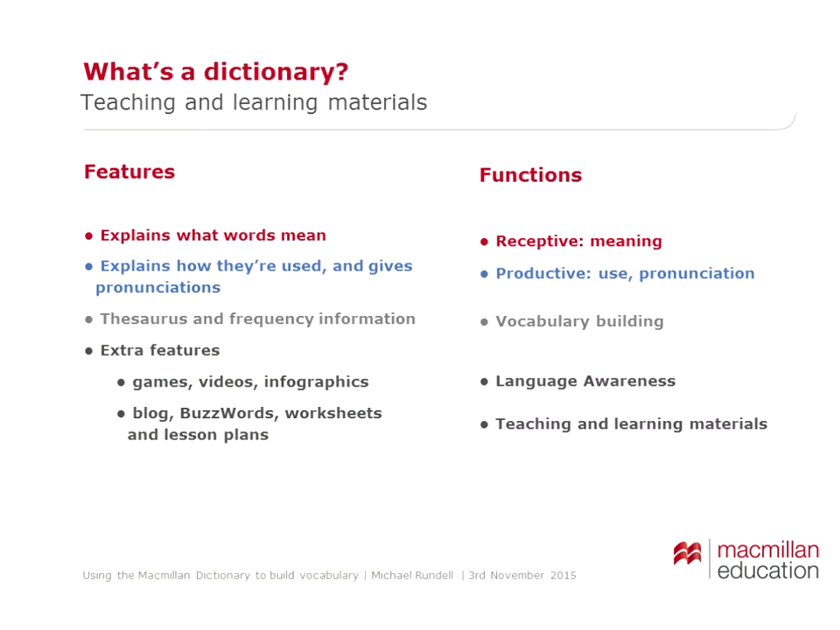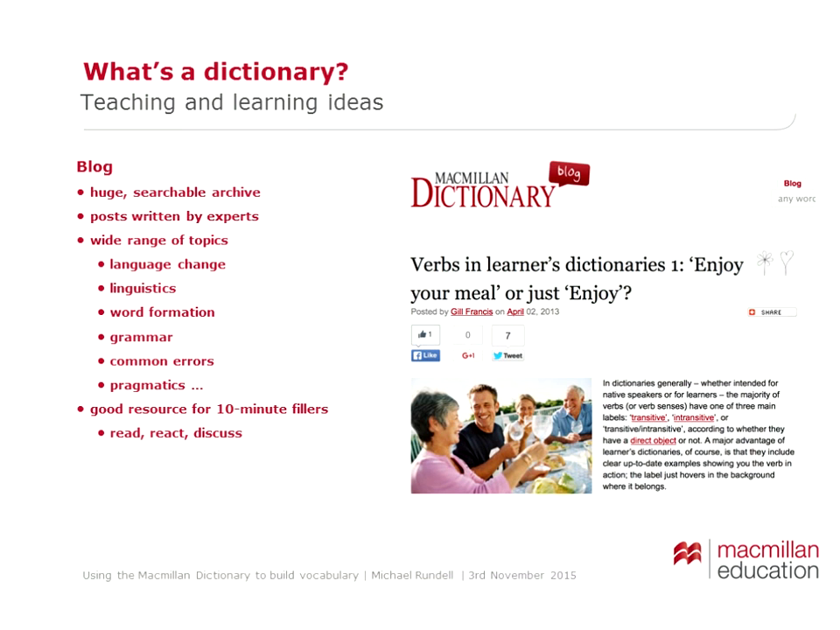So we come back to that question about what's a dictionary. We have the thesaurus, the extra features, and we also have, finally, teaching and learning materials, things like the blogs, worksheets, lesson plans, and so on. So we have this blog, MacmillanDictionaryblog.com, which has been going for more than 5 years, 6 years, I think. It has a massive archive of material. The posts on it are written by well-known writers, experts in various topics. This one's about grammar, but we also cover things like language change, new words, linguistics, common errors, pragmatics, and so on.